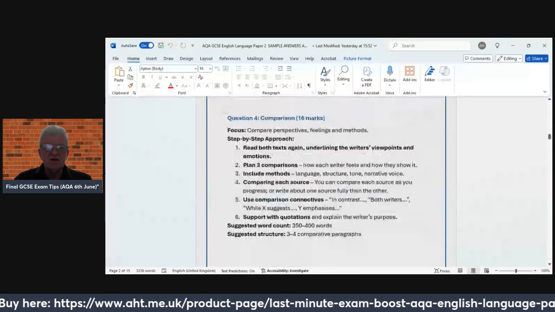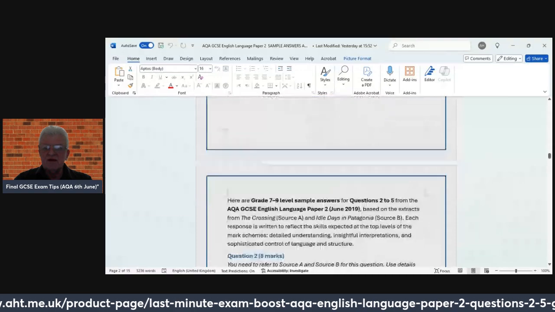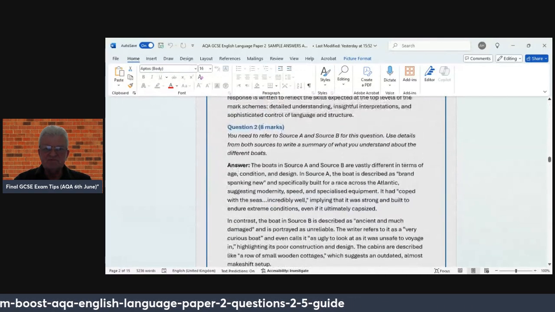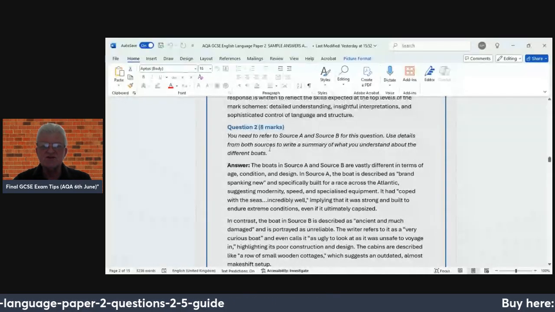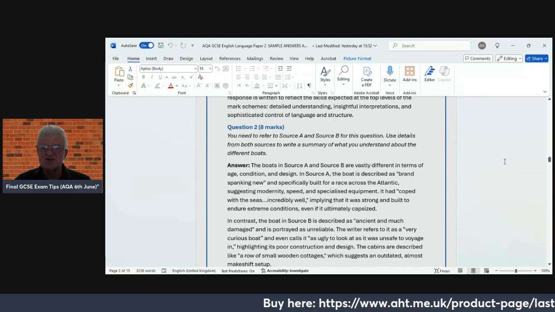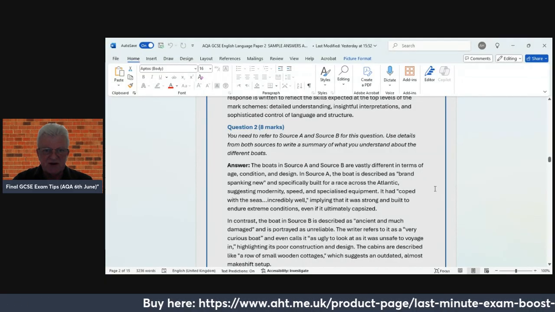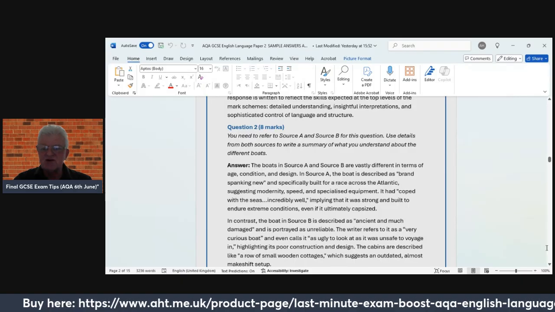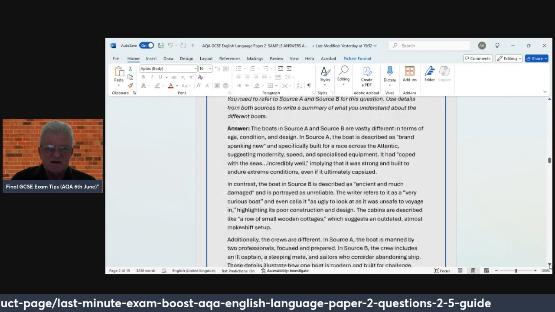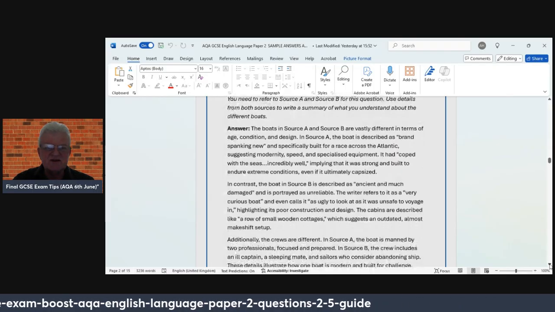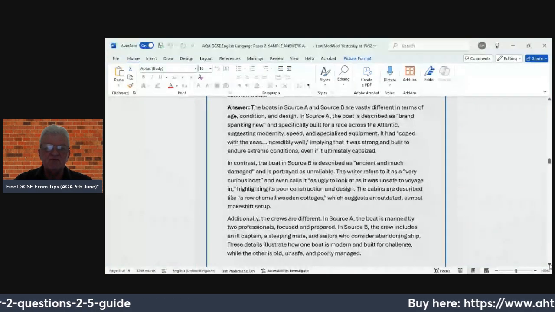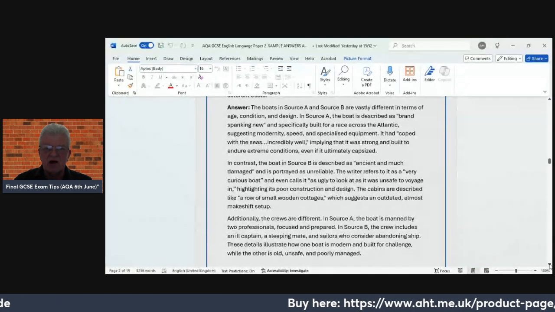Now what I do is I also include a sample answer. So question 2, it now tells you what the question is. You need to refer to source A and B for this question. Use details from both sources to write a summary of what you understand about the different boats. This is the way I've structured the answer, and this is based on a 7 to 9 level, more likely an 8 and 9 level, to be honest. And I've put it in 3 paragraphs. If you read this through, you will find this is going to be quite helpful to you.